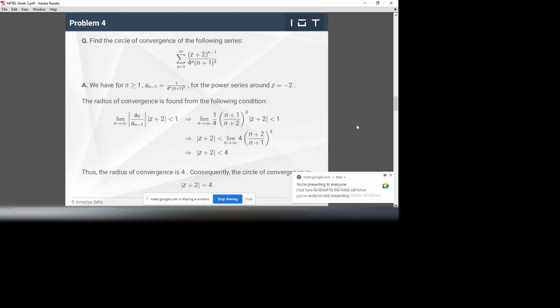Again, a similar kind of problem. We already did the analysis in the previous problem, so we will just repeat all this analysis here also. We have to find the circle of convergence of this given series. So how do we find the circle of convergence? We find the center around which the expansion is being made, and then we find the radius of convergence. These are the two things necessary.